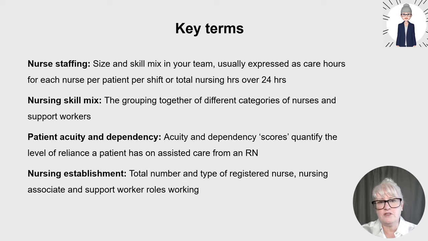So I thought it'd be helpful to first start with some key terms, because I know a lot of early career nurses and student nurses get confused with some of these terms. And if you're looking at papers on safe staffing and some of what I talk about later linked to professional recommendations, I'll use some of these terms. So it's helpful to know what they mean. Nurse staffing is generally talking about the size and the skill mix of your team, and it's usually expressed as care hours for each whole time equivalent nurse per patient per shift, or total nursing hours over 24 hours.